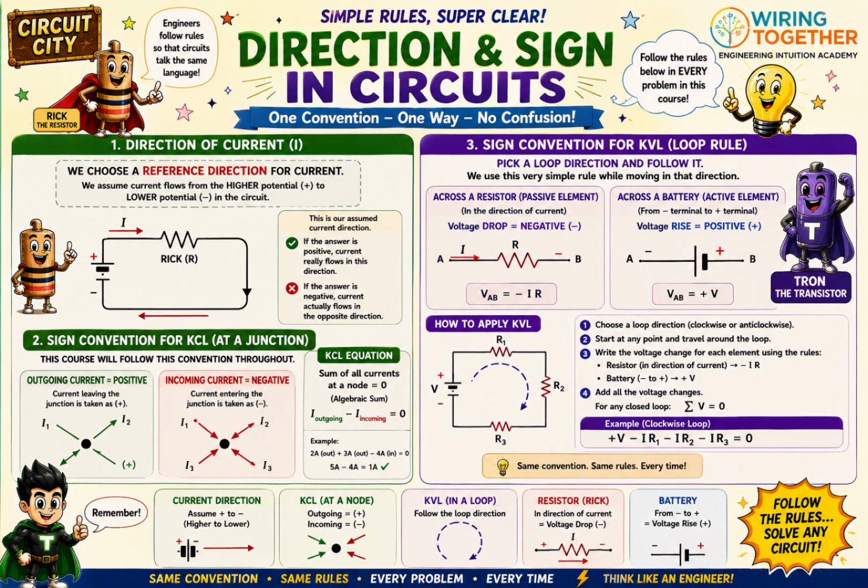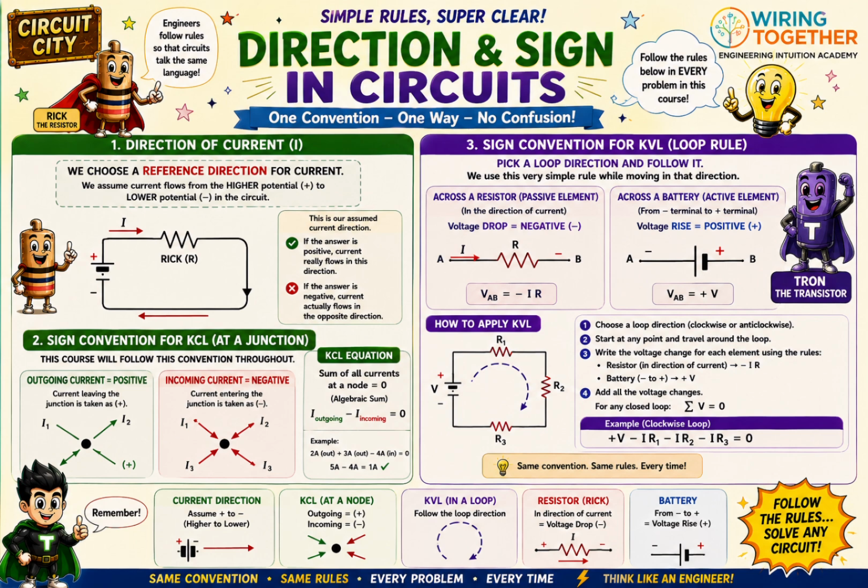Here's a fun fact: when we draw a circuit, we don't actually know for sure which way the current is really flowing, so we just make a guess. We call this our reference direction. We usually assume current flows from the higher potential, marked plus, to the lower potential, marked minus. Now here's the cool part: if we do the math and get a positive answer, our guess was right, the current really does flow that way. But if we get a negative answer, no problem, it just means the current is actually flowing the opposite way. So guessing wrong isn't really wrong at all, the math always tells us the truth.